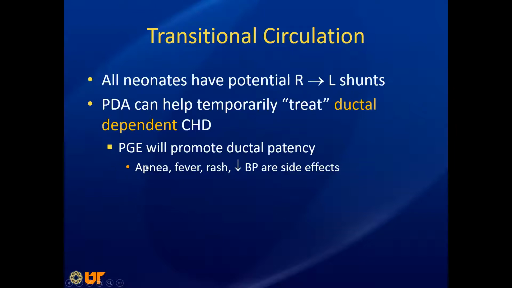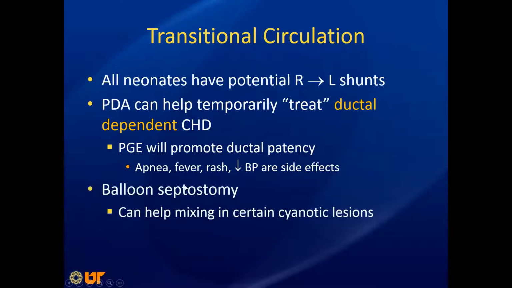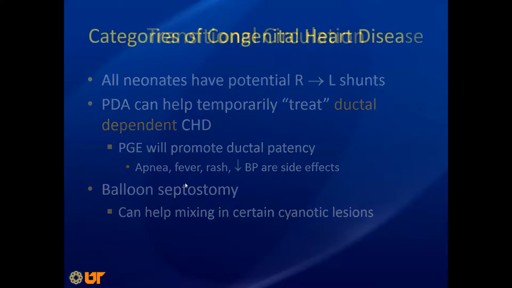Apnea is the big side effect we look at, especially before transport and those kinds of things. Sometimes decreased blood pressure, fever, and rash can be other side effects. But the big benefit of life is usually worth those outcomes. Balloon septostomy is sometimes necessary. There are some cyanotic lesions like transposition that some centers will do this regardless of if they're doing well or not, just to provide some extra mixing. Not as commonly needed now, just with prenatal diagnosis and in the era of prostaglandin. This isn't quite needed as much, but it certainly is still needed in some lesions.